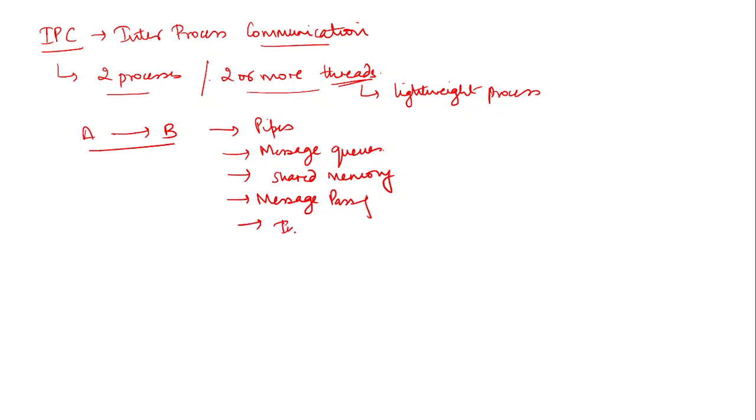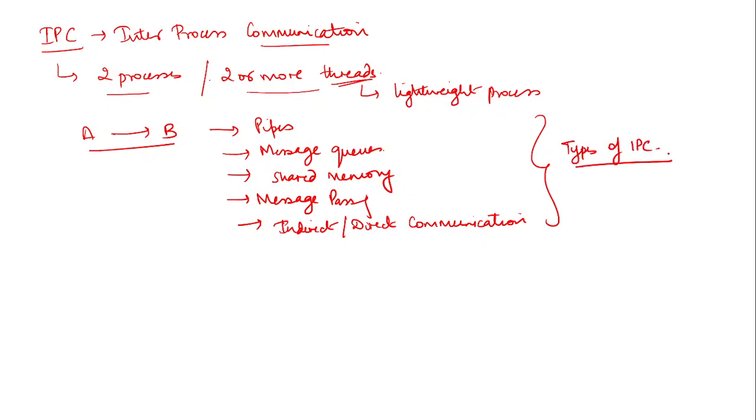Then it could be indirect or direct communication. So it could be anything. That means the communication between two processes can be achieved with the help of these techniques. These are the types of inter-process communication. What we'll be looking at are the pipes and the message queues. This is the objective for us.